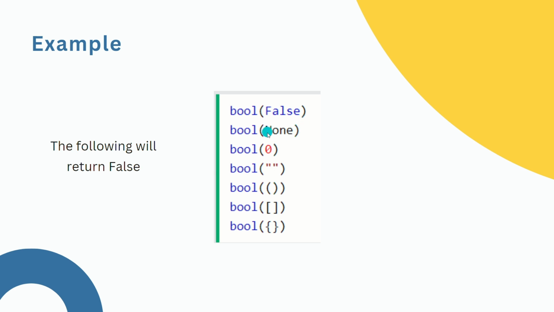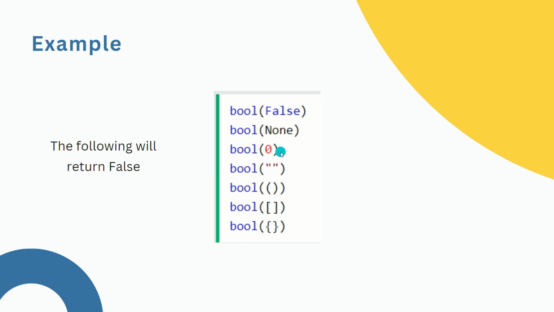Now if you take bool of None, None is considered as basically empty or nothing in Python. So it is a keyword. When you try to convert that to Boolean, that will again give you false. Now, like I mentioned in the earlier slide, all the empty values and empty string as well as 0, those will also return false.